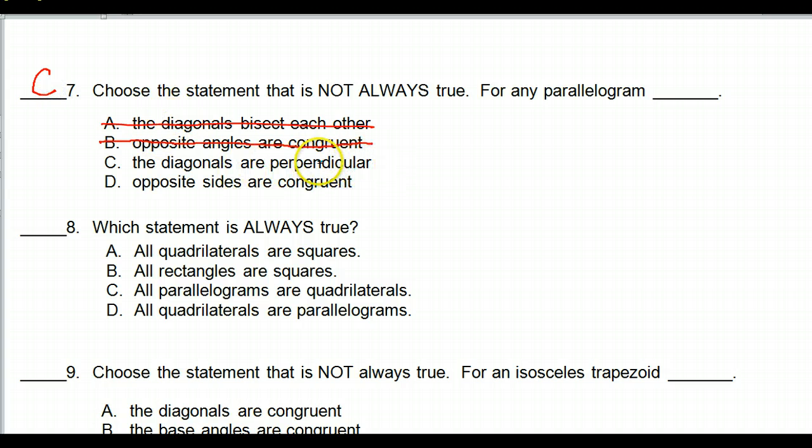The diagonals bisect each other, but they're only going to be perpendicular if we are talking about a rhombus. That's the only kind of parallelogram with perpendicular diagonals. So let's look at the last one just for fun. Opposite sides are congruent. Yes, that is one of the properties of a parallelogram. So the only one that's not always true is the one about the diagonals being perpendicular.